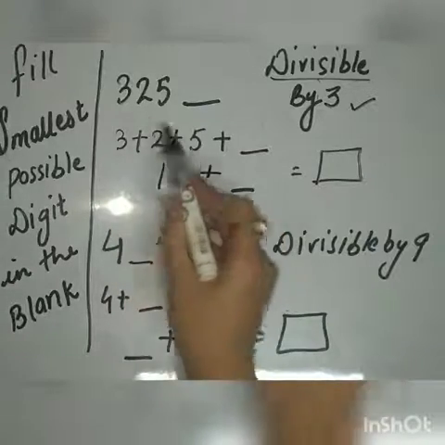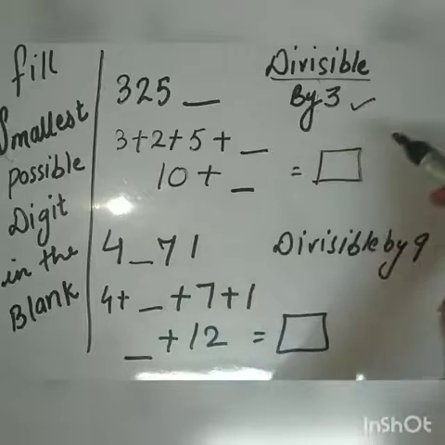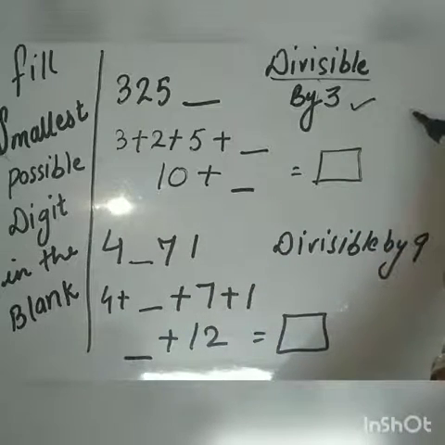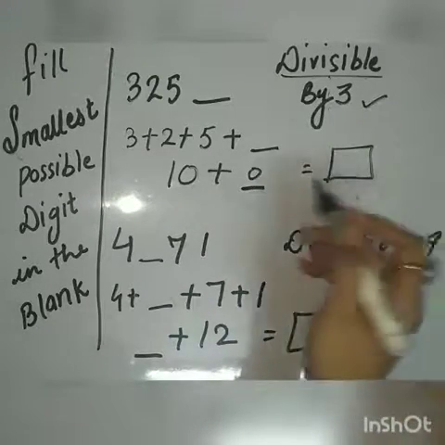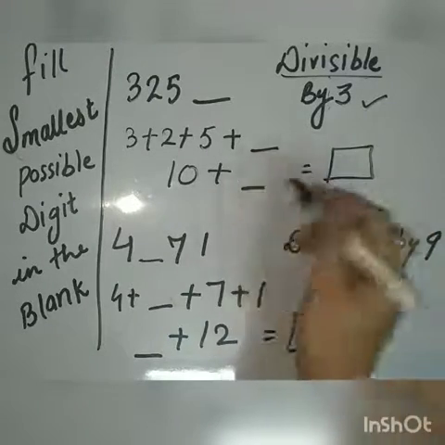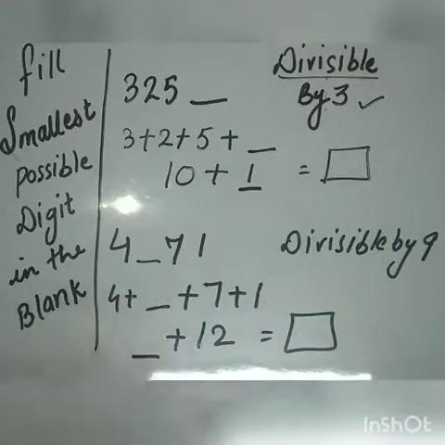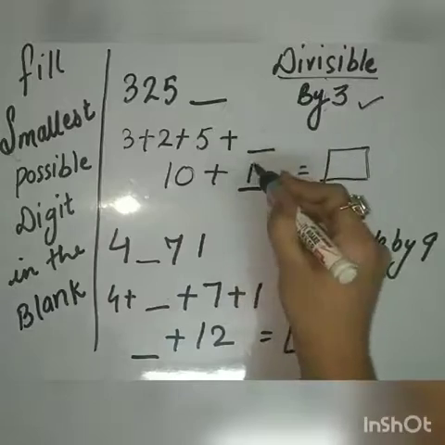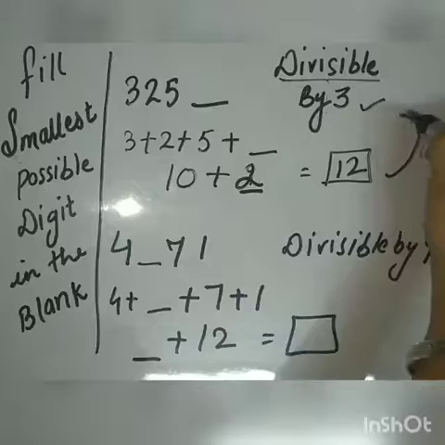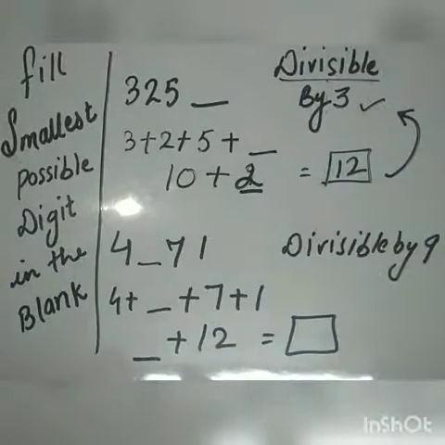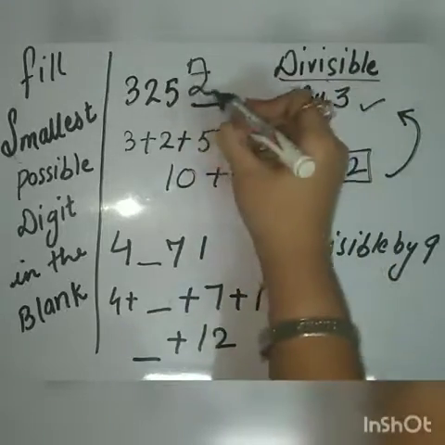3 plus 2 plus 5 is equal to 10. So what should be added to 10 so that this number is divisible by 3? If I put 0 here, 10 plus 0 is equal to 10, which is not divisible by 3. If I put 1 here, 10 plus 1 is equal to 11, which is also not divisible by 3. But if I put 2 here, 10 plus 2 is equal to 12, which is completely divisible by 3. So in this blank we will fill the digit 2.